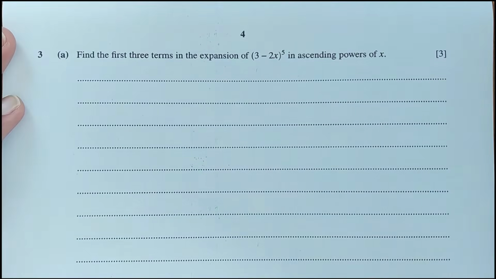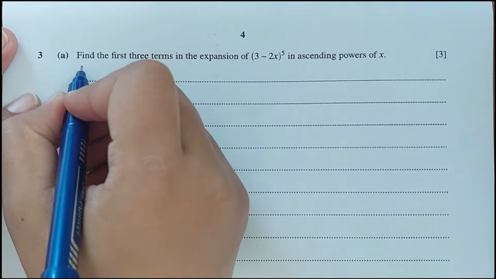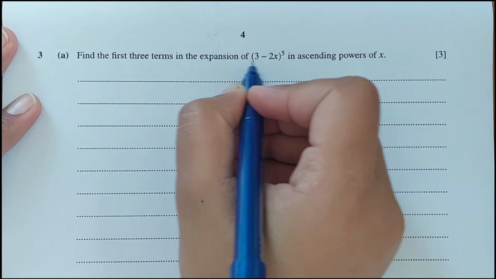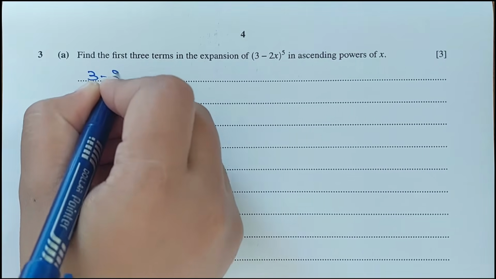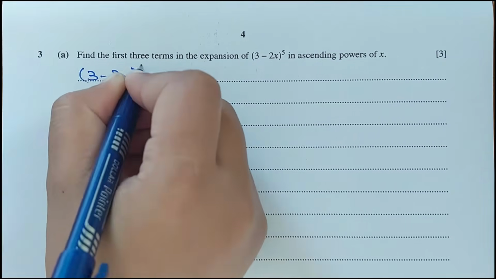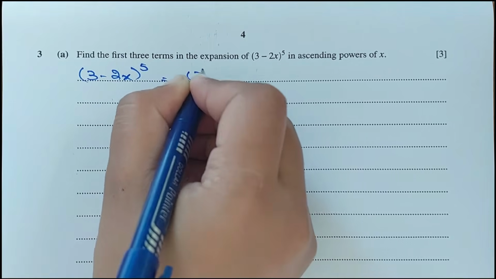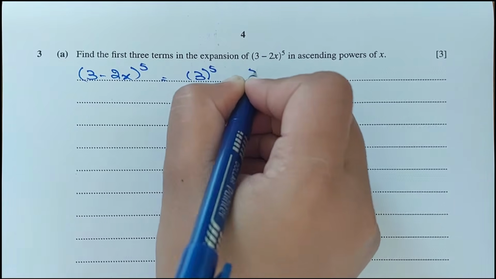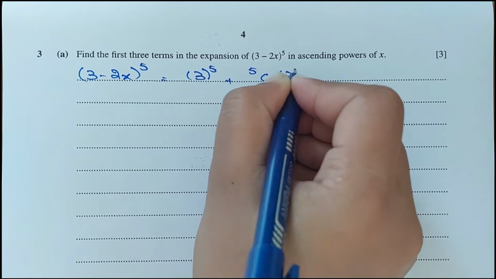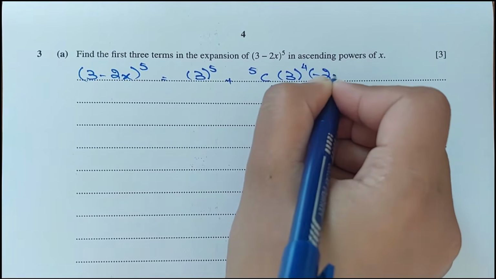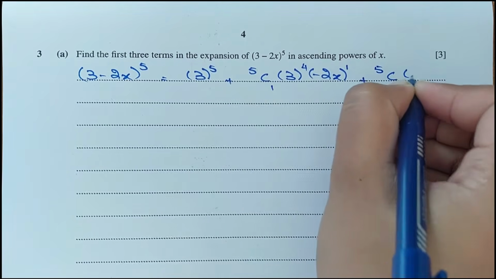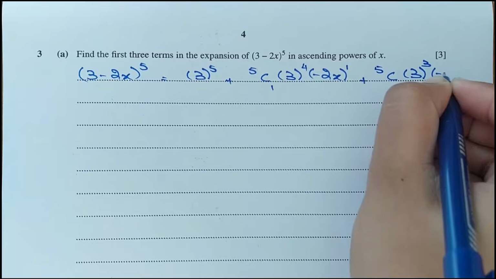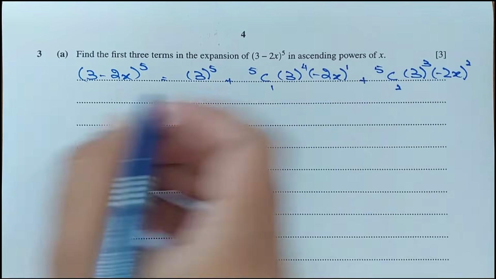Right. Question number 3, part A. Find the first 3 terms in the expansion of this in ascending powers of x. Okay, so first 3 terms we need to find. Okay, 3 minus 2x whole power is 5. The first term is 3 power 5 plus 5c1, 3 power is 4 minus 2x power is 1. The third term is 5c2, 3 power is 3 and minus 2x power is 2, right?